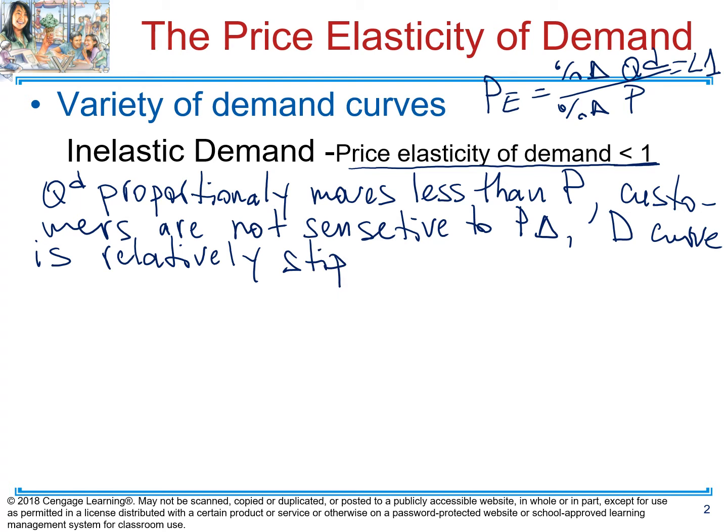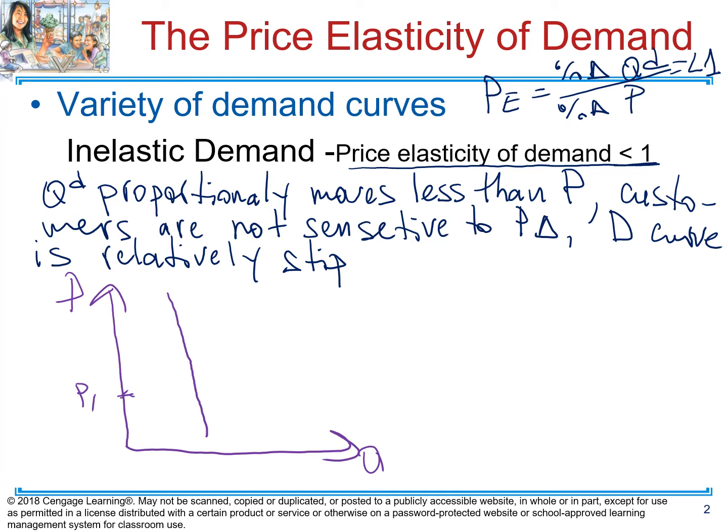So let's draw a graph and see how it works. Let's suppose we have demand for a certain product. Remember, price and quantity. I'm going to draw this line relatively steep. So now let's pick a price. Let's suppose this is going to be price 1. At the price 1 level, it's going to be our quantity 1.